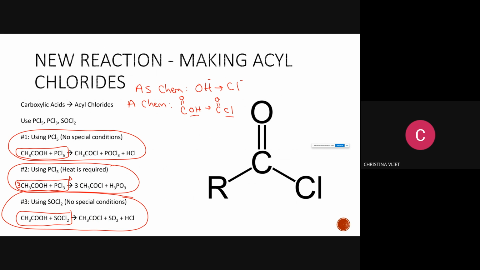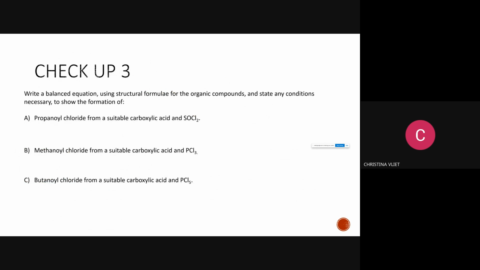All right, it is 8:10, so we're going to take a look at some practice questions. I'm going to write these. It says write a balanced equation using the structural formula for the organic compound and state any conditions necessary to show the formation of propanoyl chloride. So propanoyl chloride is what? Prop means 3. So this is an acyl chloride. Remember, this means acyl. We talked about naming them, I think, in unit 5, but we didn't actually work with them. So if you see oyl chloride, that means you have an acyl chloride. So we have propanoyl chloride that we're making, which means we're trying to make this.